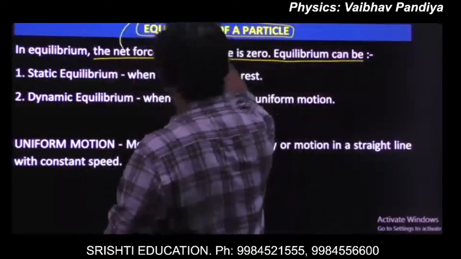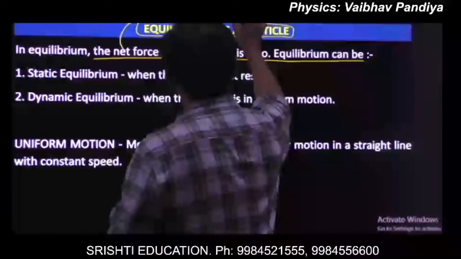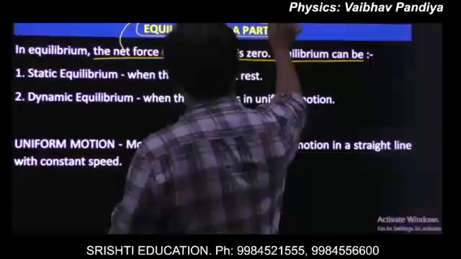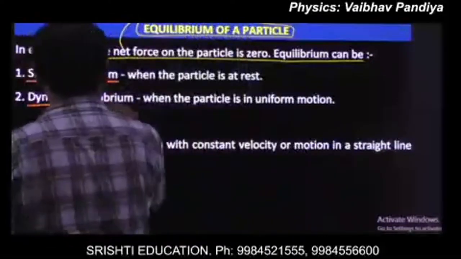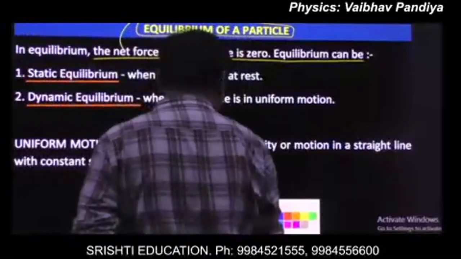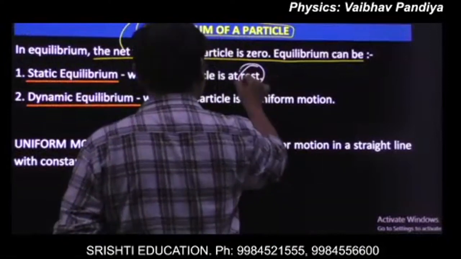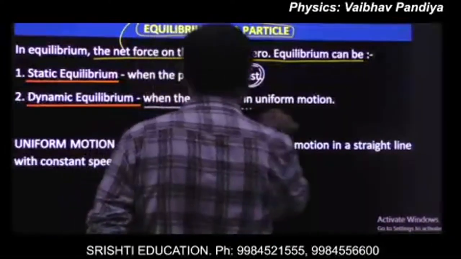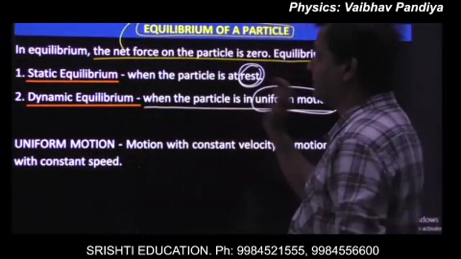Net means sum or resultant. Okay? And the equilibrium are of two types. One is static, one is dynamic. When the particle is at rest, it is called static equilibrium. And when the particle is in uniform motion, it is called dynamic equilibrium.